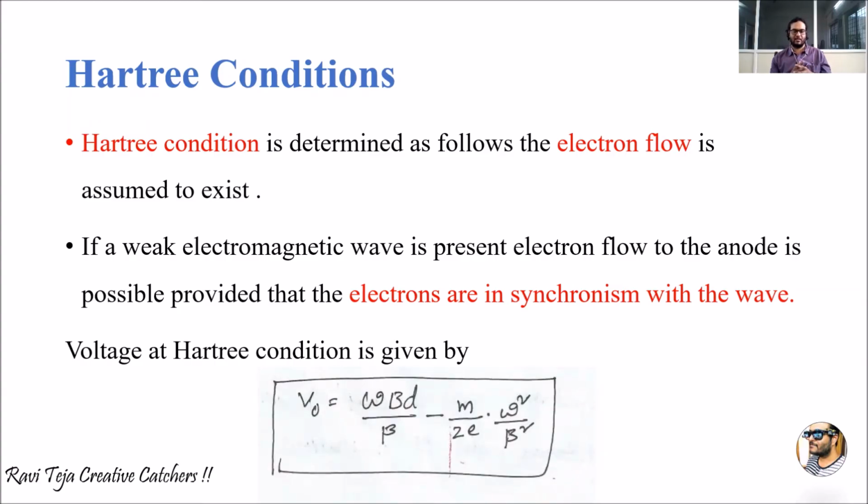So these are the two conditions: the Hull cutoff voltage equation, or Hull cutoff voltage condition, and the Hartree voltage equation, or Hartree condition. They are the two major conditions mainly focused on in a magnetron, and they are also given by voltage equations.